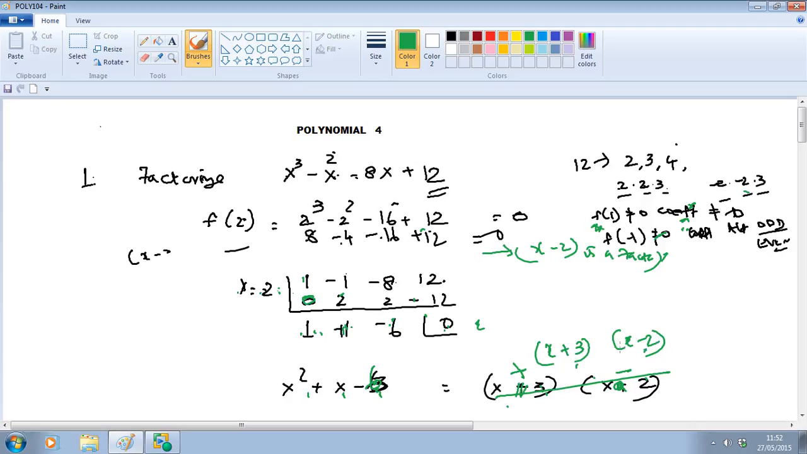So these are all the factors. First factor is x minus 2. Next factor is another x minus 2, and x plus 3. So 2 multiplied by 2 multiplied by minus 3 gives minus 12. This is 12 in magnitude, it's coming correct.